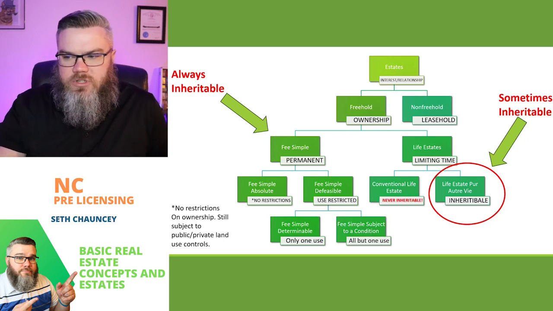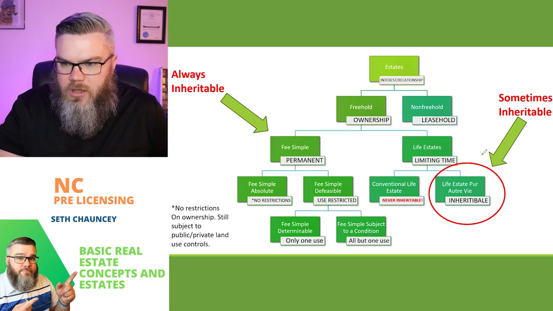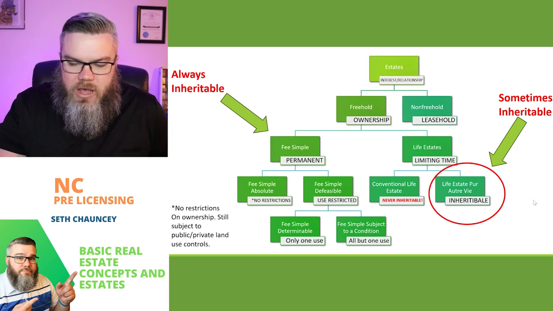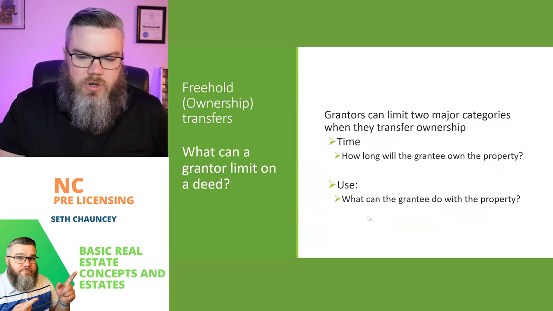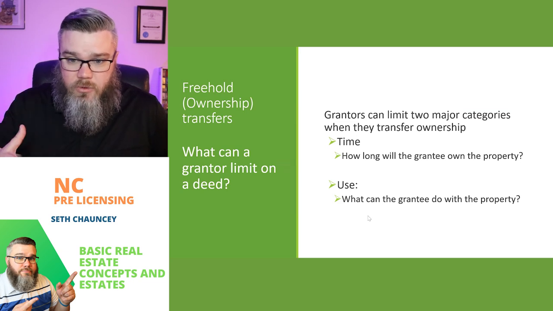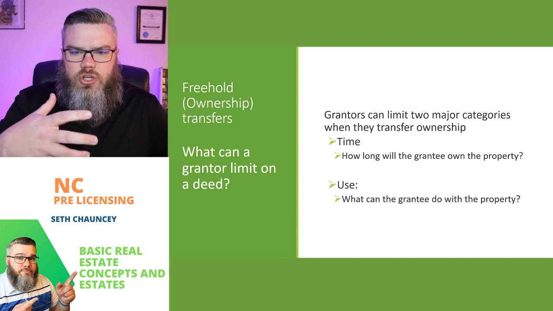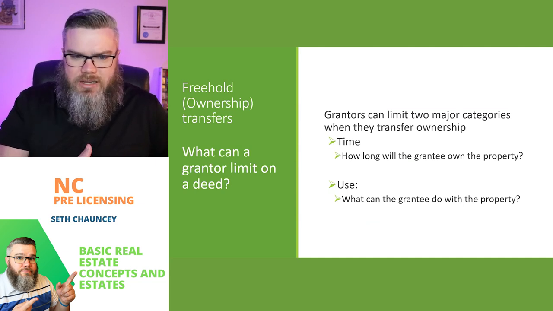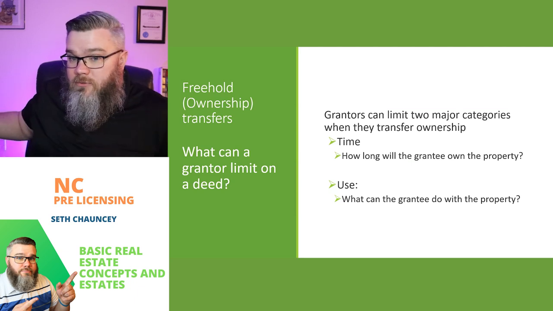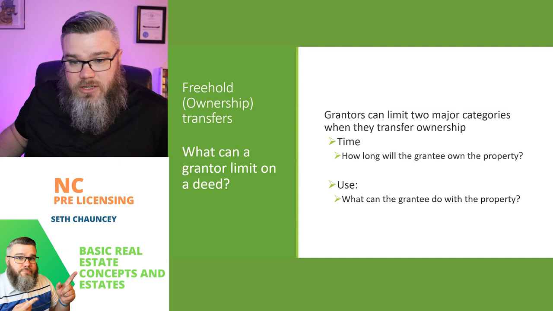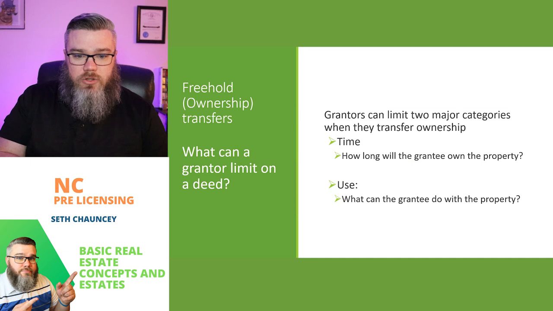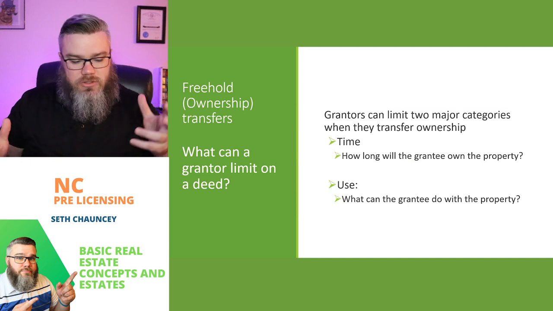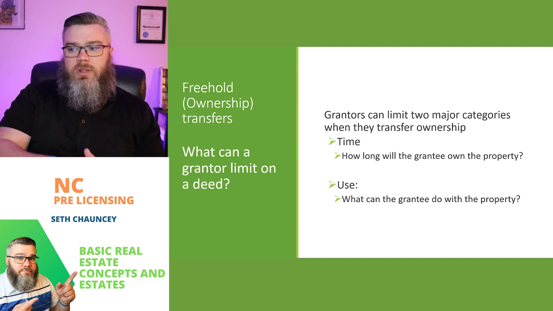So I'm going to skip forward for a second. I'm going to come back to this grid here. If you think about it, all I did in fee simple determinable and fee simple subject to conditions subsequent, which are both types of fee simple defeasible, or also called qualified fee, is I limited your use. But as I said, Monica could own it for another millennium, or her family or her descendants could. I'm not limiting how long she owns it, just what she can do with it. So when we're dealing with ownership, the only things we can limit is your time that you own it or what you can do with it. That's it.